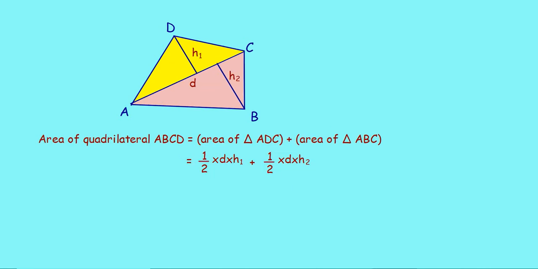So we can write half D, and here H1 is remaining, here H2 is remaining. So we can write it as half D into H1 plus H2. This is the formula to find the area of a quadrilateral when two altitudes and one diagonal are given.